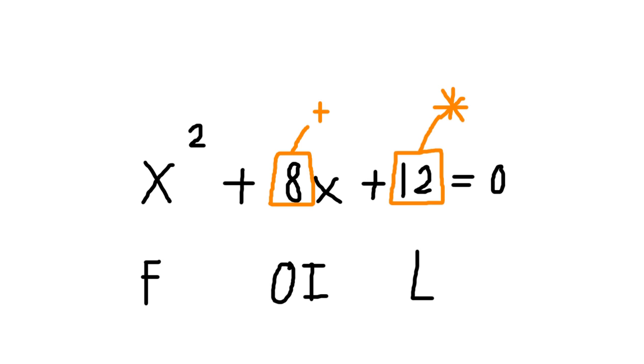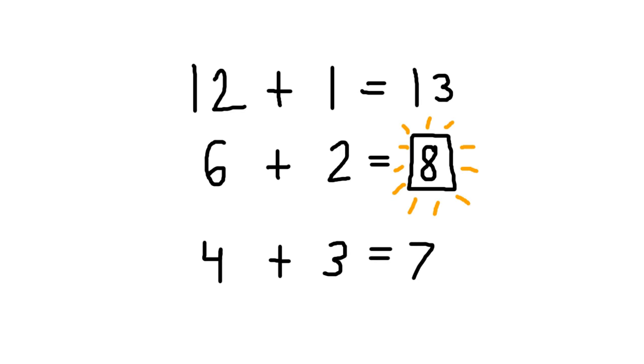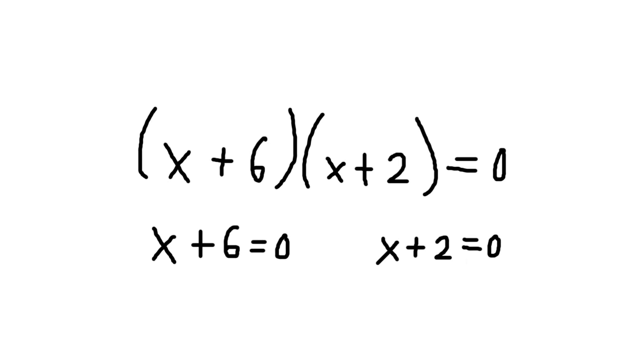Which two numbers add to 8 that also multiply to 12? Well, we can do this by listing all the pairs of factors of 12, and we conclude that the numbers are 6 and 2. And so x equals negative 6 and x equals negative 2.